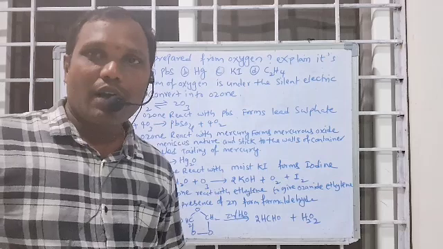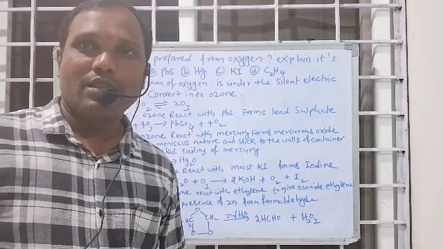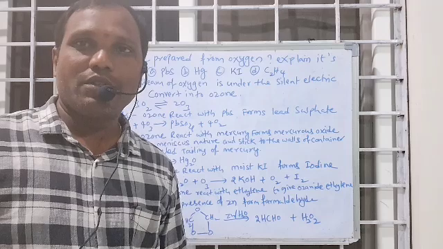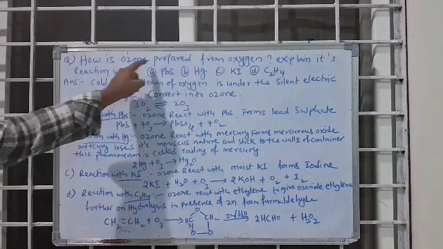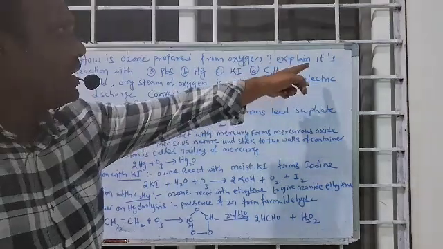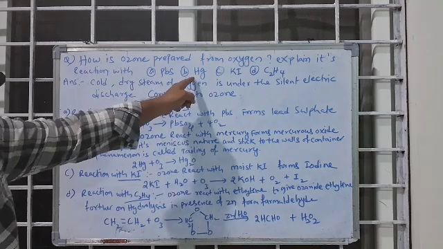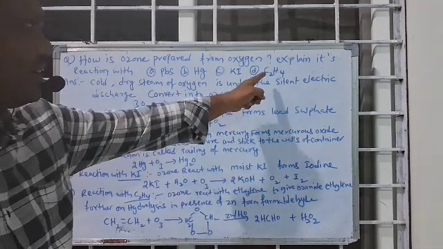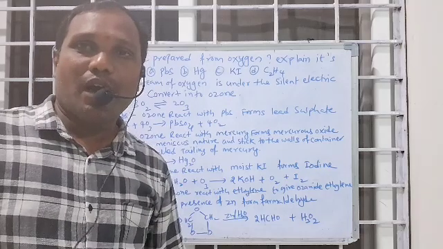Now another important 8 marks question. This is also a regularly repeating question. Now the question: how is ozone prepared from oxygen? Explain its reaction with lead sulfide, mercury, potassium iodide, ethylene. For this question, simple answer presentation.